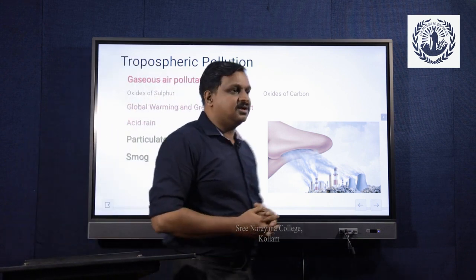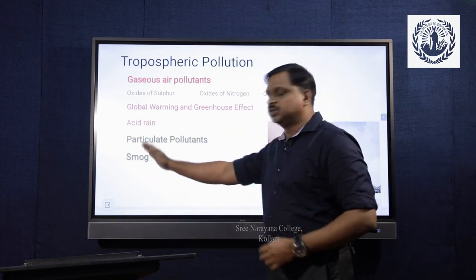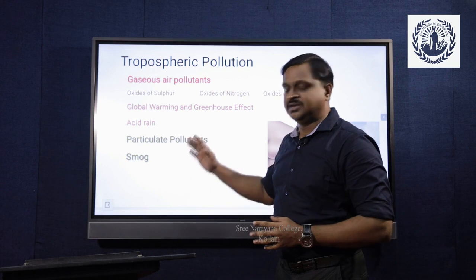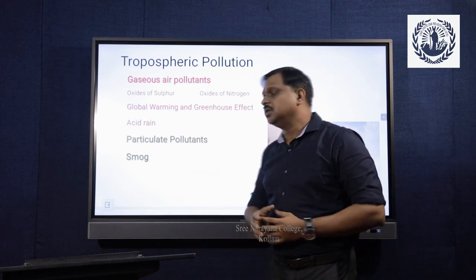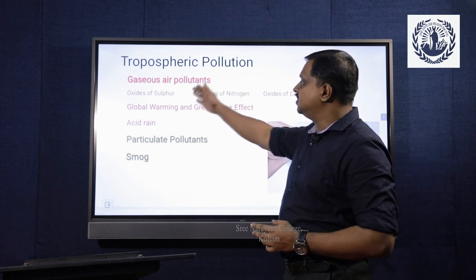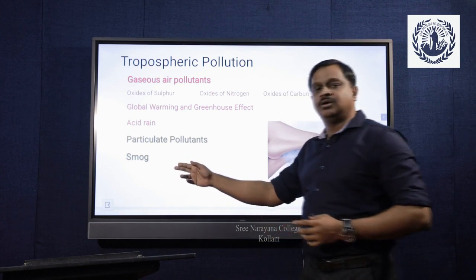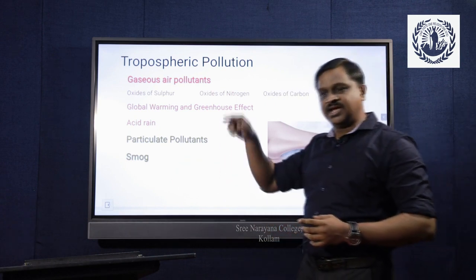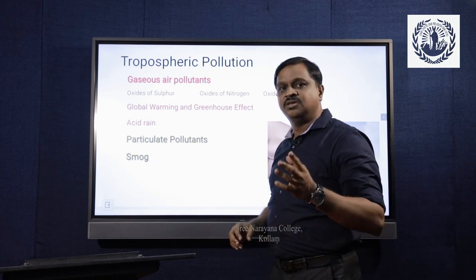Smog can be easily defined as smoke plus fog. Basically there are two types of smog that we all know. The first one is the London smog, or the classical smog, and the other one is the photochemical smog. The London smog, as we all know, is due to the presence of oxides of sulfur. You can see it in London because it is a highly industrialized area, because of the oxides of sulfur emitted from the industries.